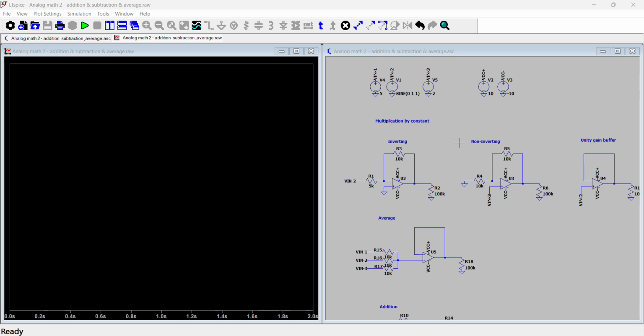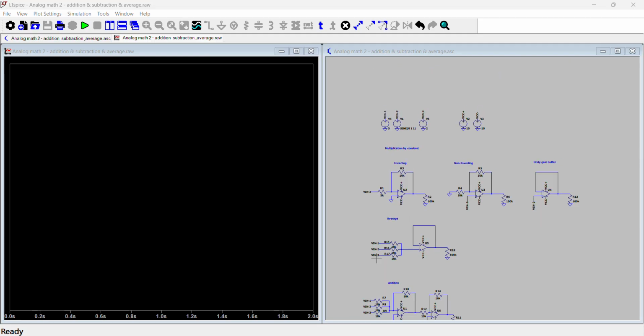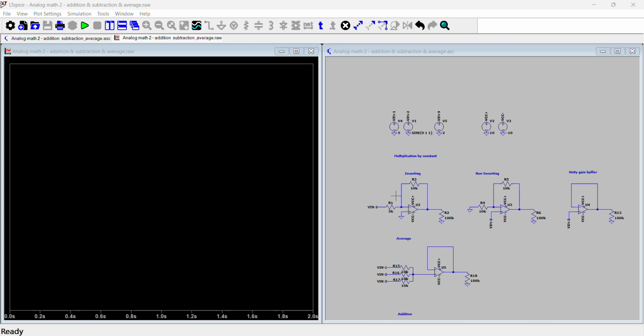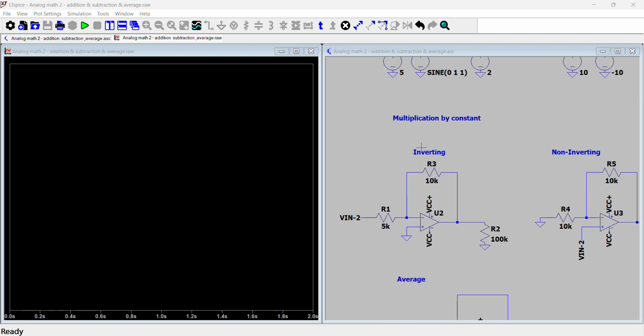Alright, this is the second video in the series that I'm making about analog circuitry, which can do mathematical calculations. So today I am making the video about multiplication by constant, averaging different voltages, adding different voltages, and subtracting voltages. So first, let's look at multiplication by a constant, because this is the basis of all the other circuits.